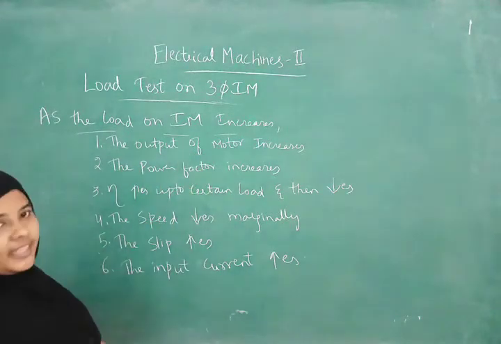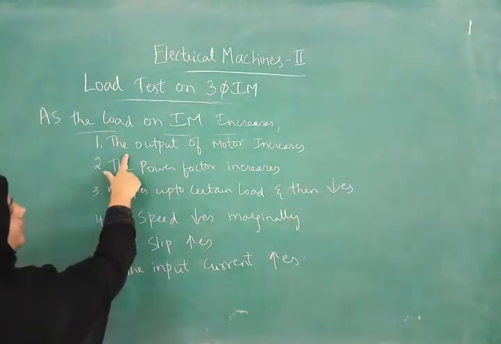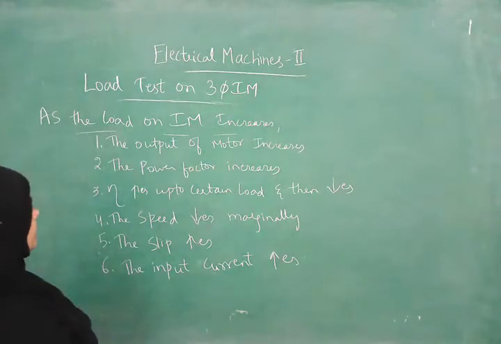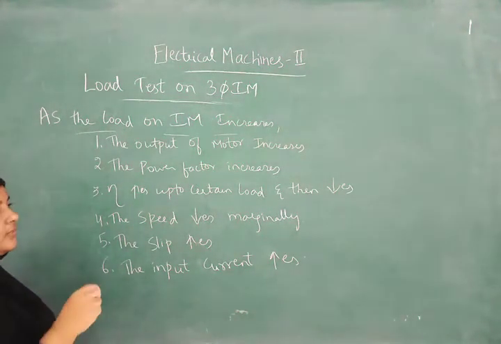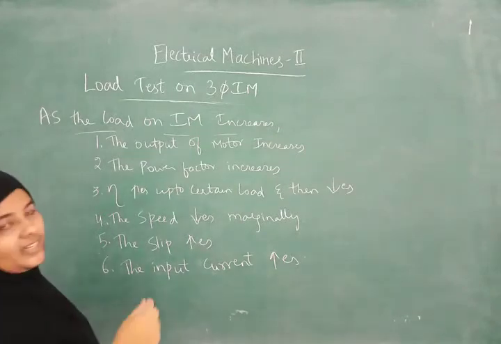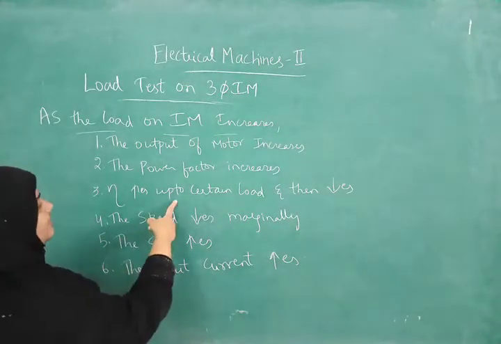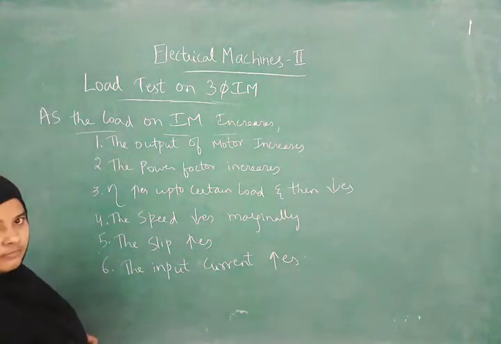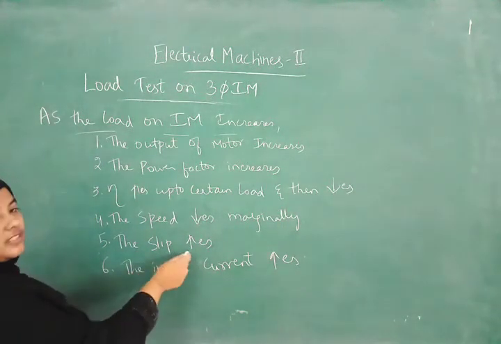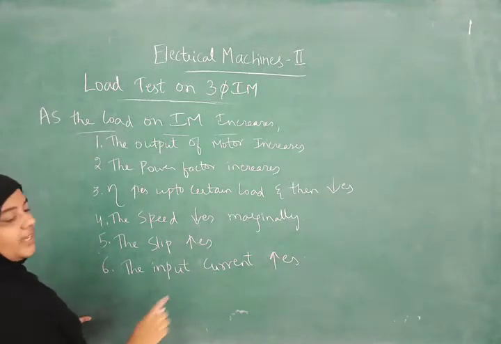Output of the motor will increase. Power factor is increasing. Efficiency will increase up to a certain load, and after reaching some maximum point it will decrease. So efficiency will increase up to a certain load and then it will decrease. Speed will decrease, slip will increase, and input current will increase.